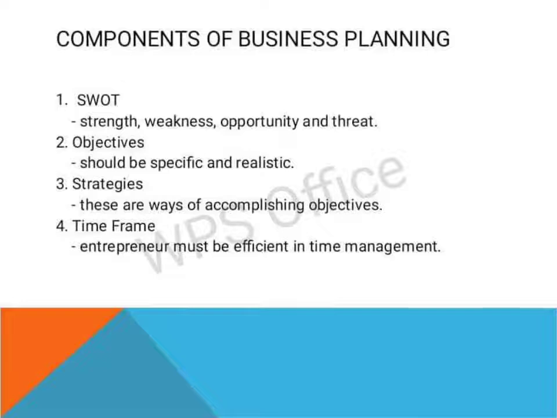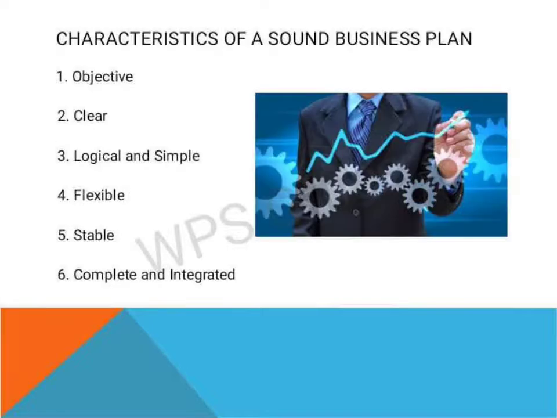Next is strategies. These are ways of accomplishing objectives. Such ways are stated in the financial, production, marketing, and organizational plan of the enterprise. And the last component is time frame. In business, time is gold. An entrepreneur must be efficient in time management. Every activity has its own time schedule. Activities which are completed on time save money.